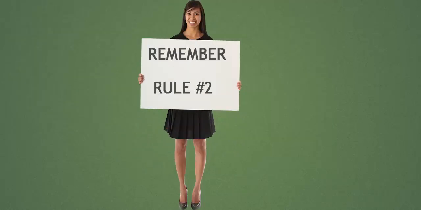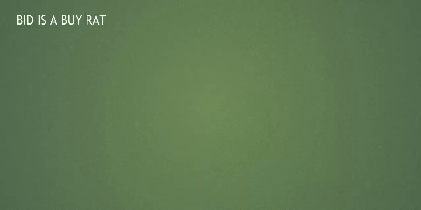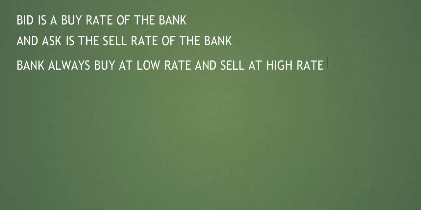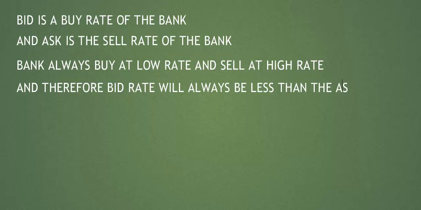Remember, rule number 2. Bid is the buy rate of the bank, and ask is the sell rate of the bank. The bank always buys at a low rate and sells at a high rate, and therefore the bid rate will always be less than the ask rate.